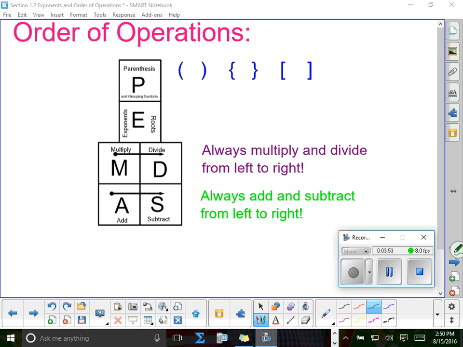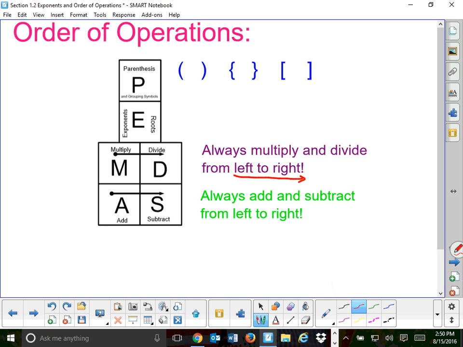So the order of operations are parentheses, then exponents, then multiplying and dividing. And when you see multiplying and dividing at the same time, you always want to go from left to right in order.